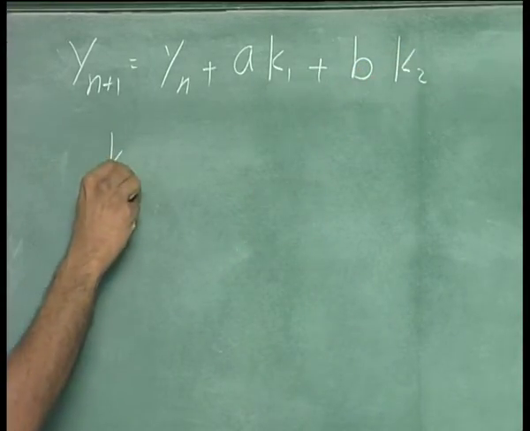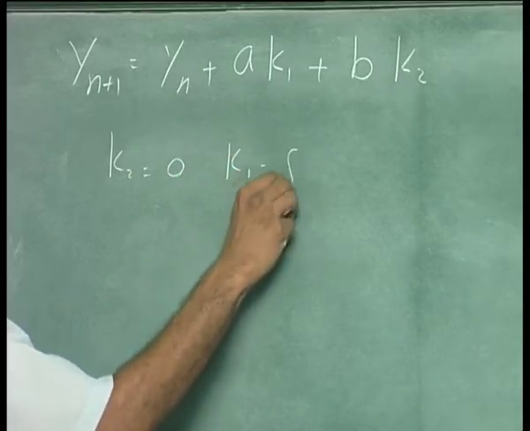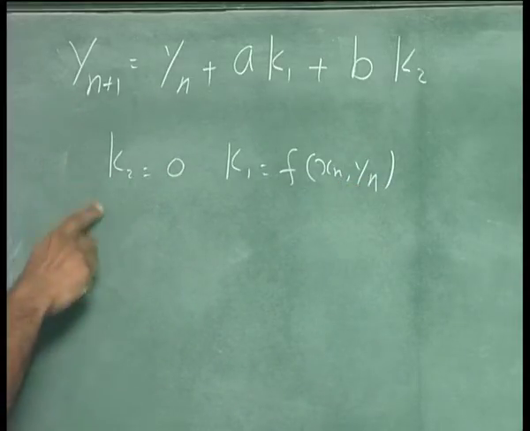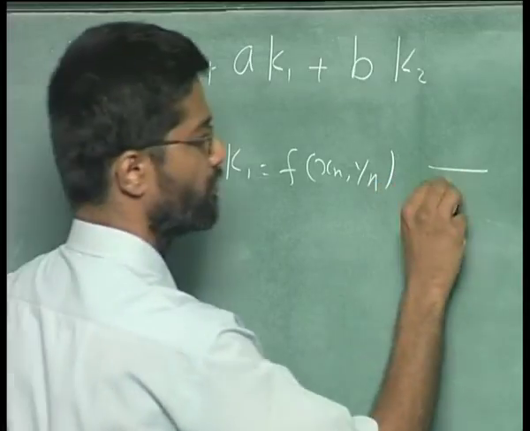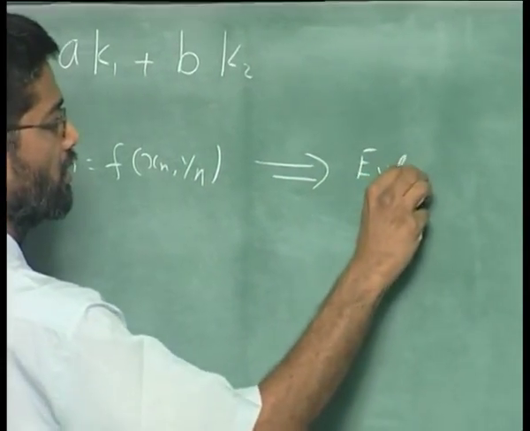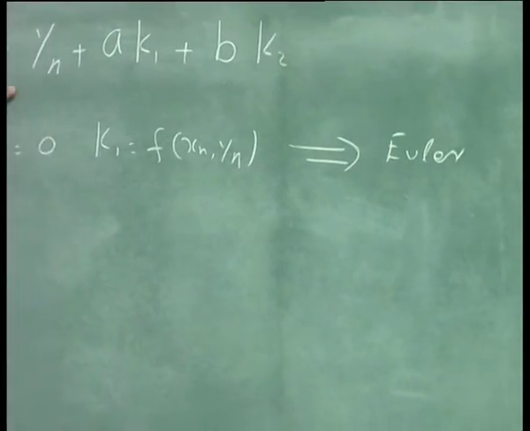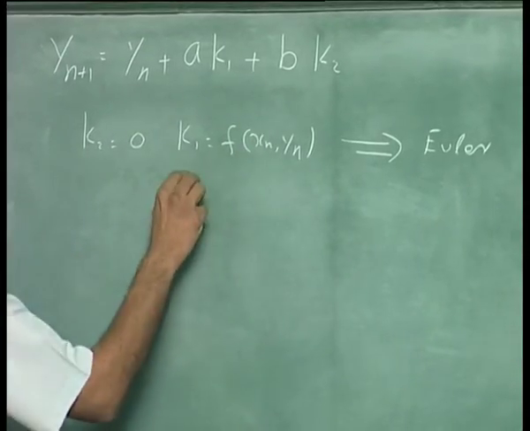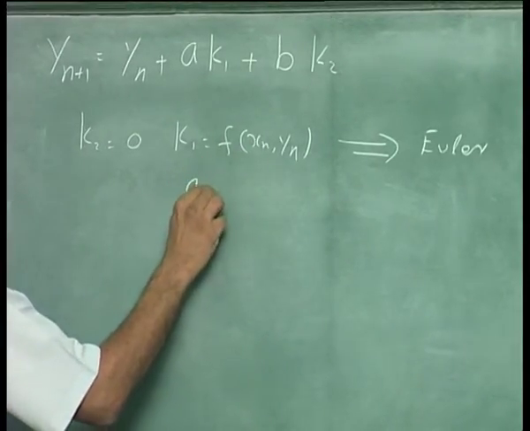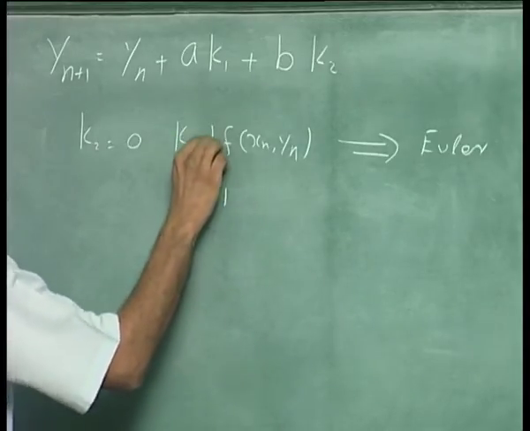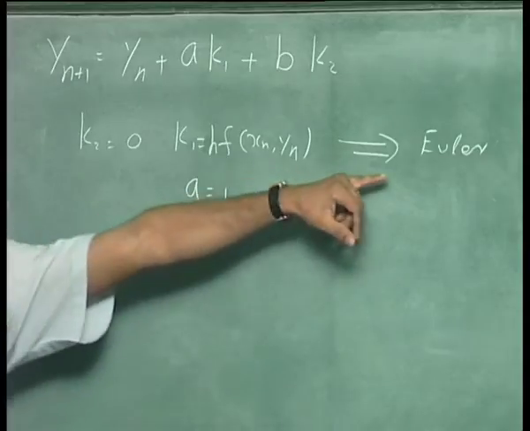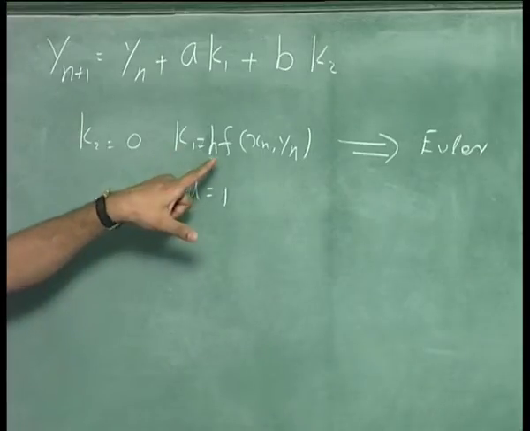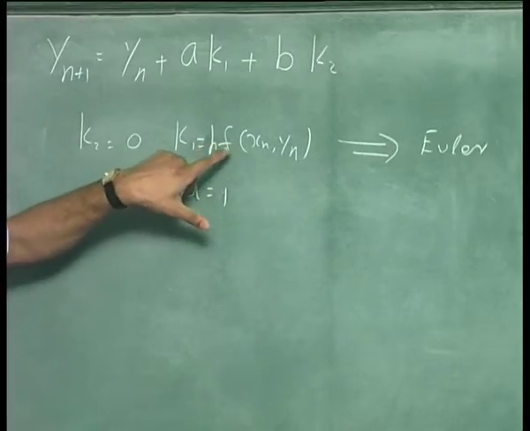In the case where k 2 is equal to 0 and k 1 is equal to f of x n, y n, we are back to the Euler scheme. So, this method is a generalization of that: with a equal to 1 and k 1 equal to h times f of x n and y n, it gives us the Euler scheme. We want to write this slightly differently. We want to say that k 1 is h times f of x n and y n.